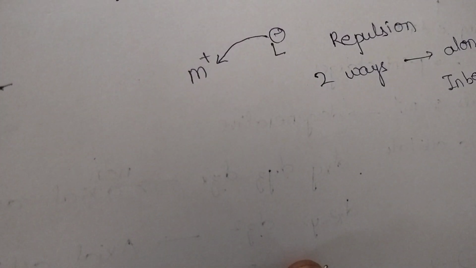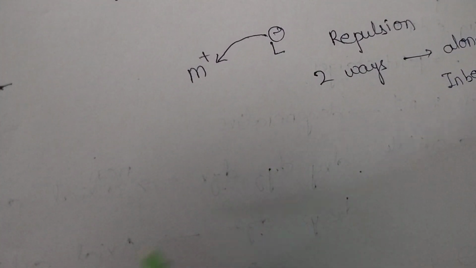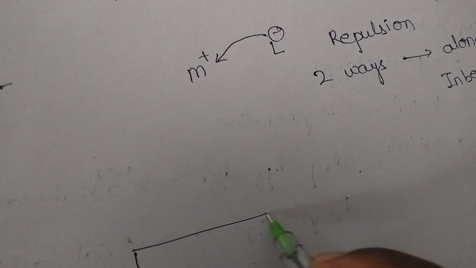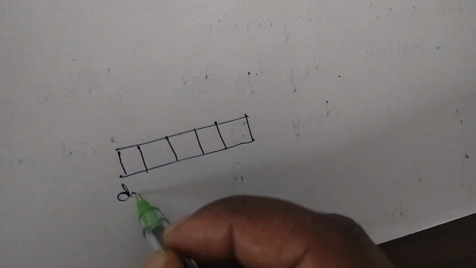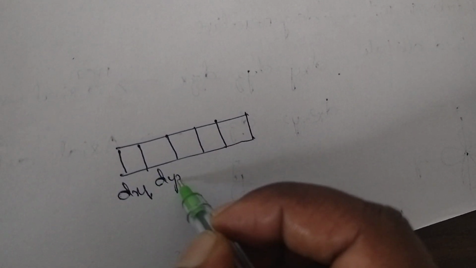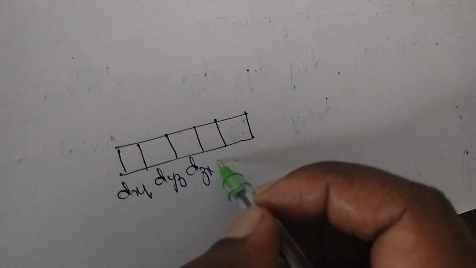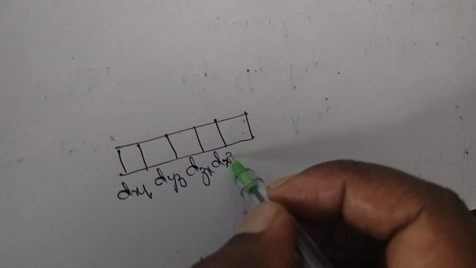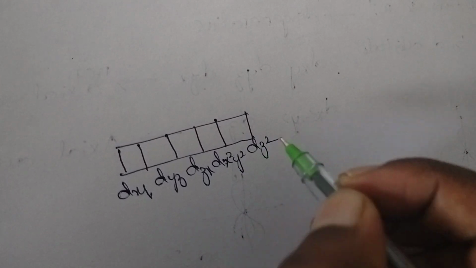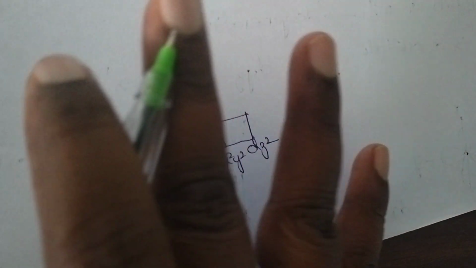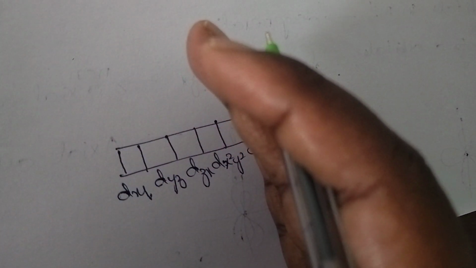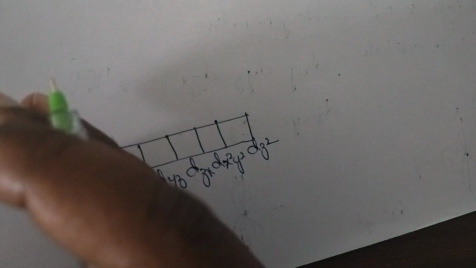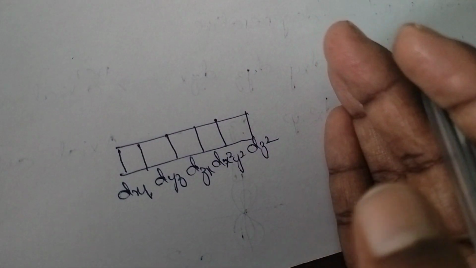So let us take octahedral. First, these are the 5 d orbitals. What are the 5 d orbitals? dxy, dyz, dzx, dx square minus y square, dz square. This is the 5 d orbitals. When it is a free atom, the energy of all the d orbitals will be the same. So all the d orbitals have the same energy. Those are degenerate orbitals.